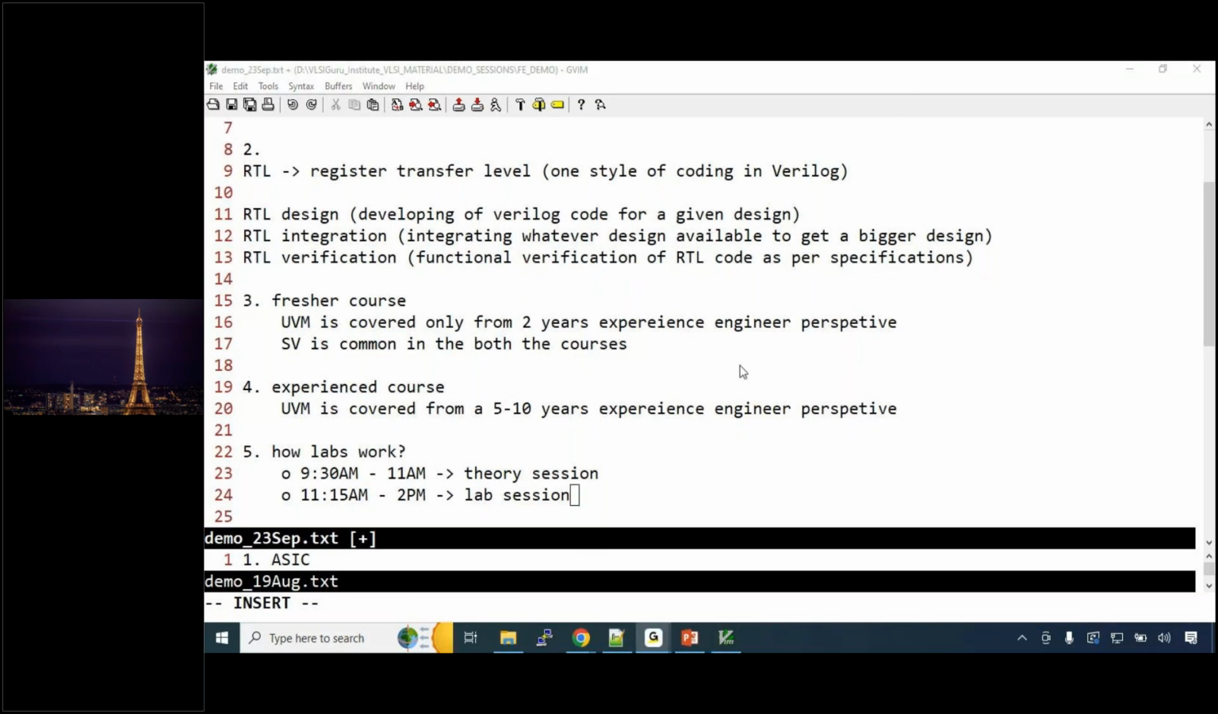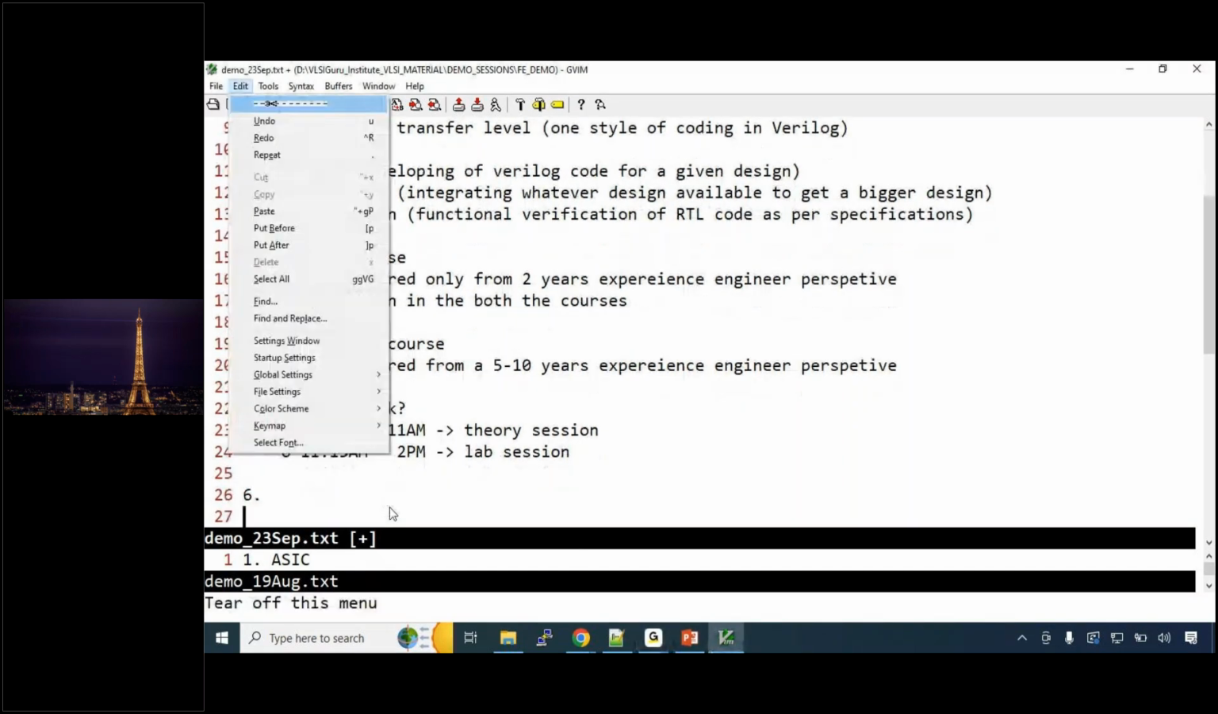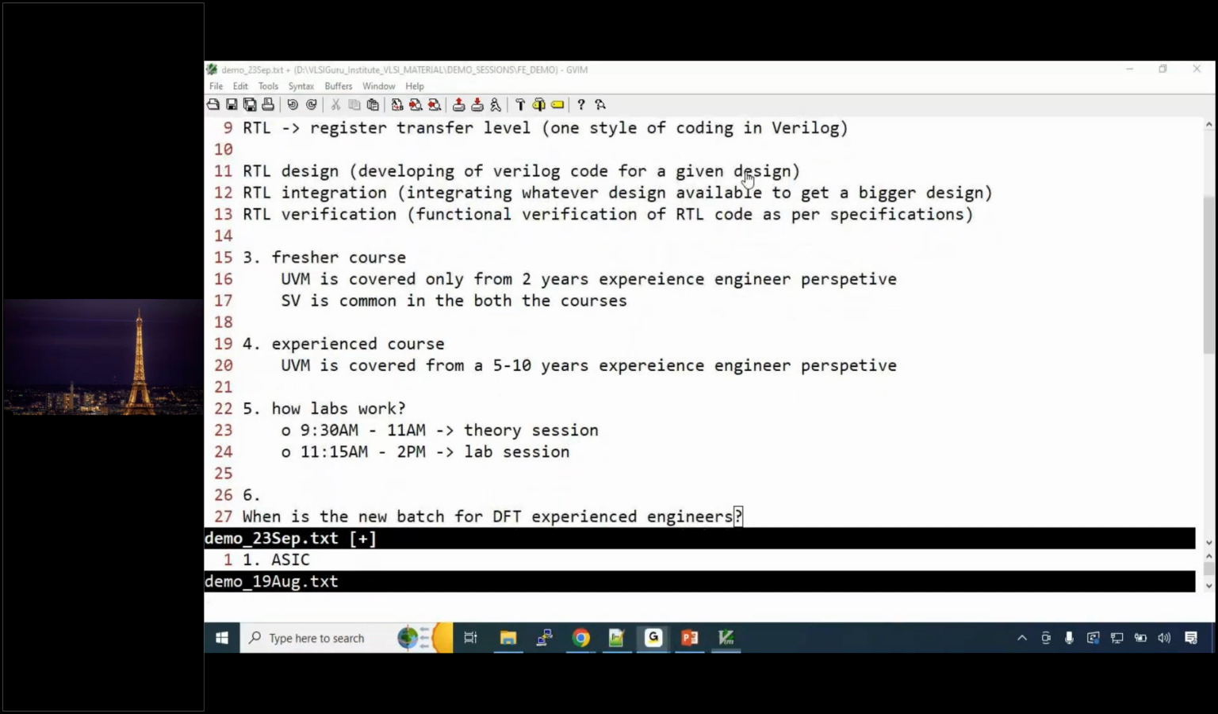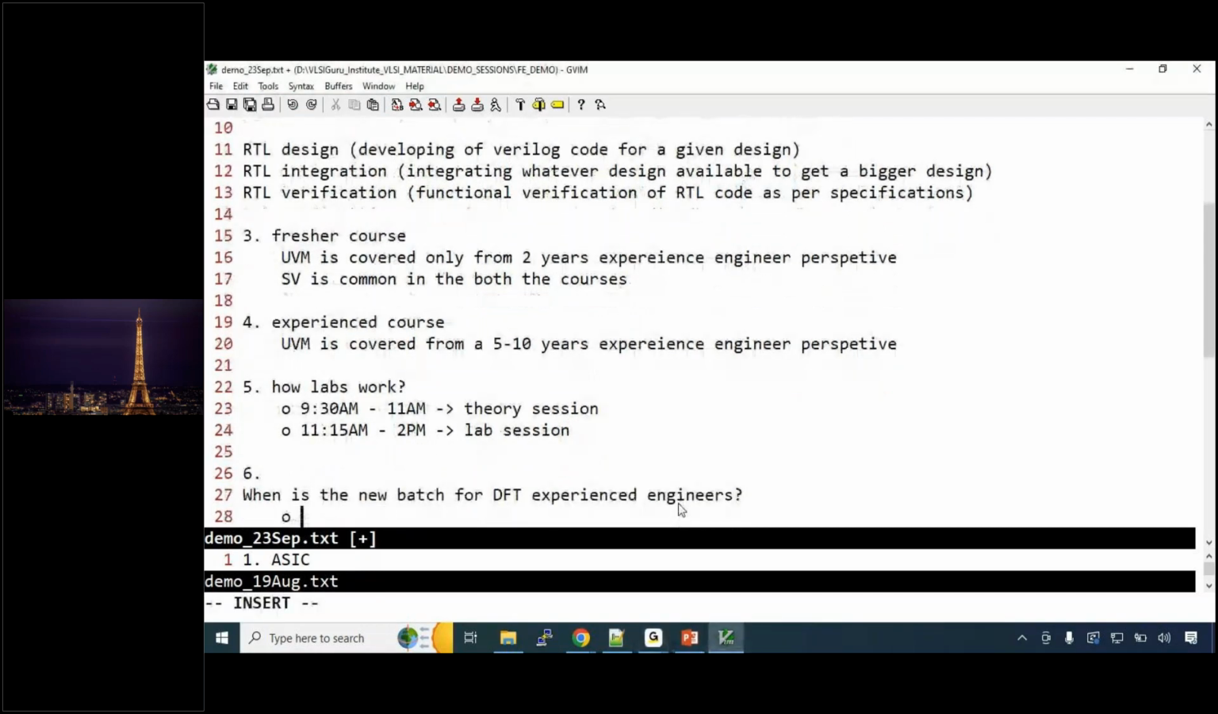Yeah, sure. Someone is asking when is the new batch of DFT for experienced engineers? It is starting, I think, coming Saturday. Yes, coming Saturday it will start, that is by 30 September.